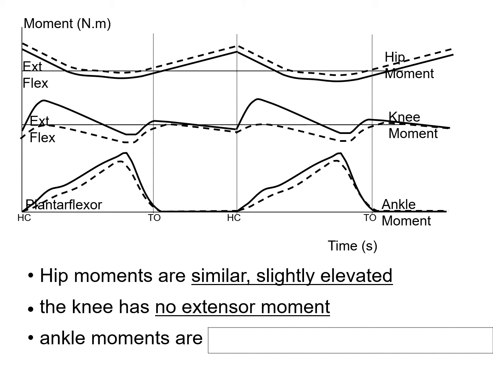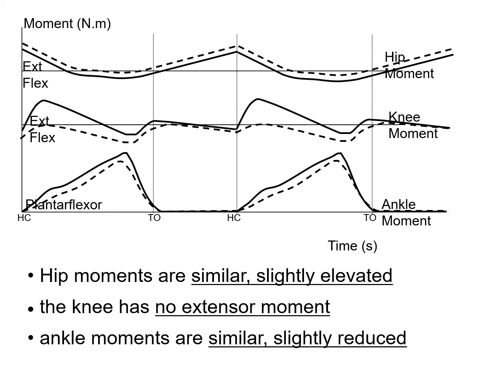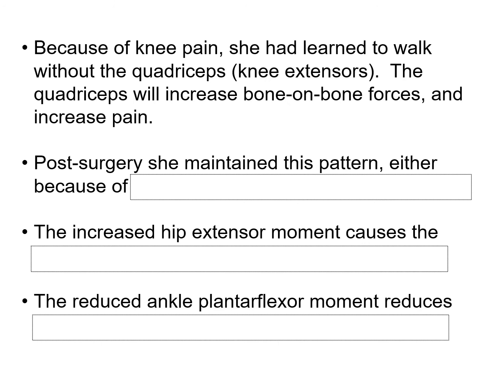So the knee injury could have been causing some pain during extension, okay? During the extension movement, they're going to limit the amount of extension they do because that's causing pain. And then we notice that the ankle moments are similar, maybe slightly reduced as well. So because of this knee pain, this person has learned to walk without their quadriceps, their knee extensors.